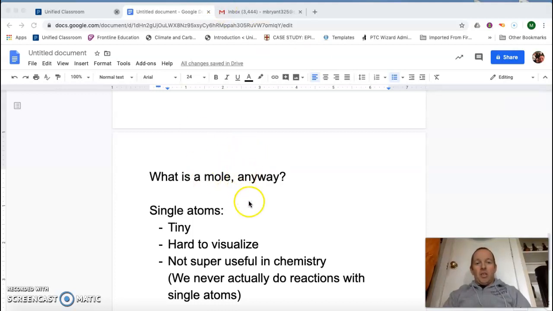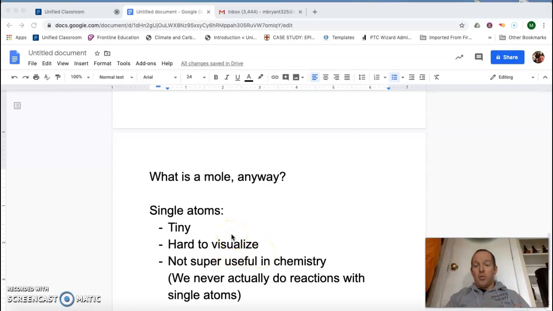The title of this, as you can see, is "What is a Mole Anyway?" We've been talking about this mole for like a month now, and the reason we talk about the amounts of chemical substances in terms of moles is for some of these reasons. So single atoms, as you can see here, they first of all are tiny. They're impossible to see with the naked eye, and therefore they're really hard to visualize.